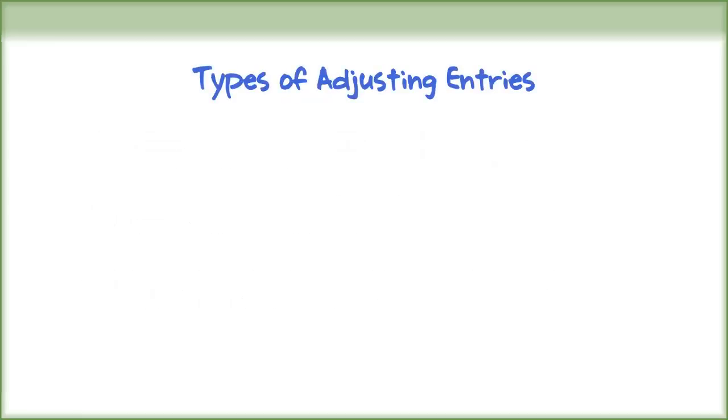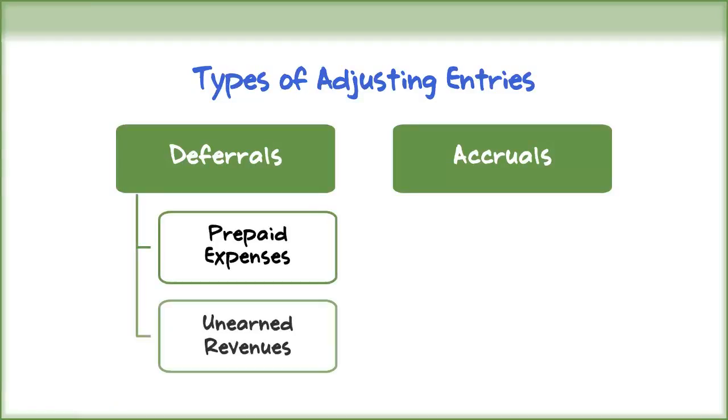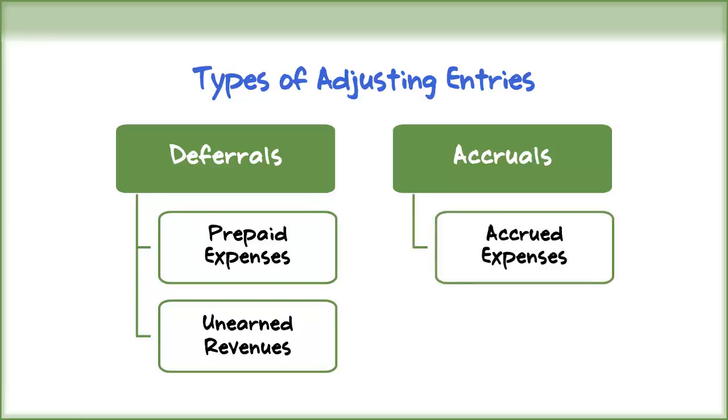Adjusting entries are classified as either deferrals or accruals. The two types of deferrals are prepaid expenses and unearned revenues. The two types of accruals are accrued expenses and accrued revenues.